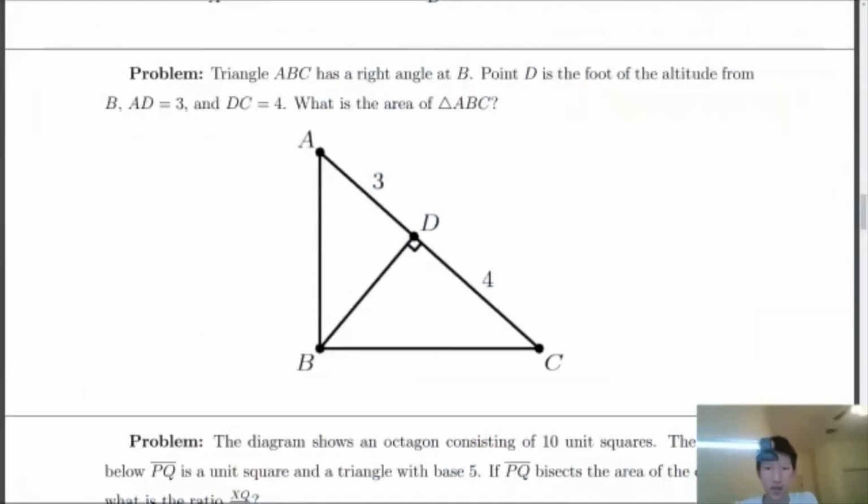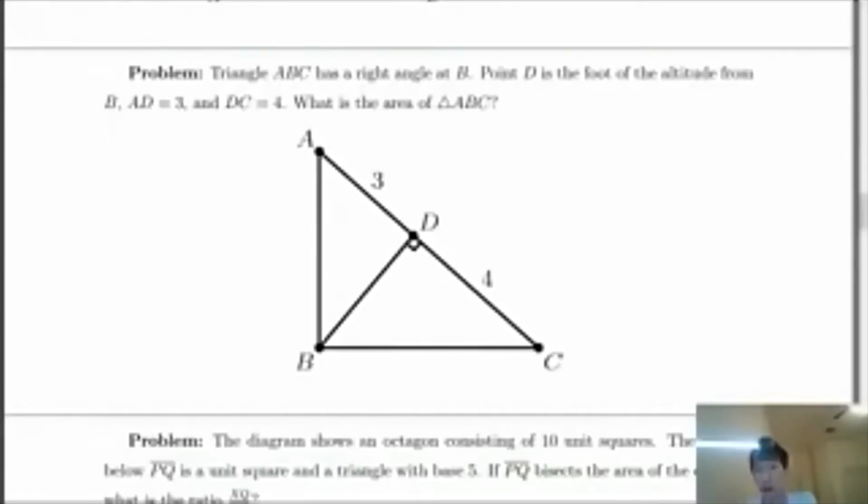Triangle ABC has a right angle at B. Okay. Point D is the foot of the altitude from B. AD is equal to 3. DC is equal to 4. What is the area of ABC?